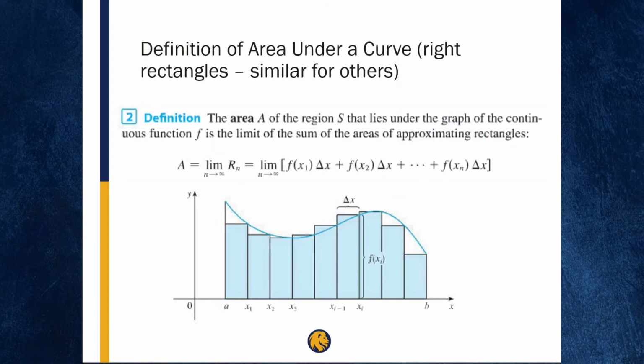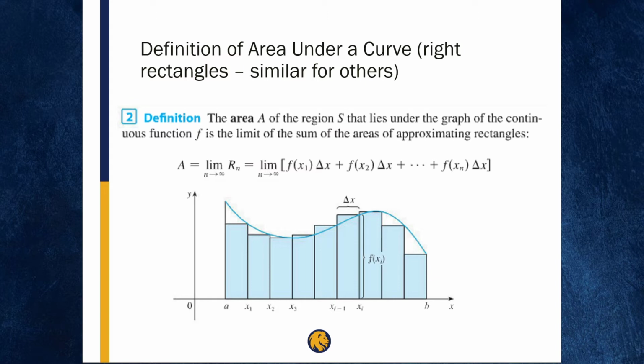And this gives rise to the definition of the area under a curve. This is going to be a definition using the right rectangles, but this is similar for other cases as well. So we say the area A of a region S that lies under the graph of a continuous function f is the limit of the sum of the areas of approximating rectangles. Here I'm writing it as A is equal to the limit as n goes to infinity of R of n. R of n stands for the right corner rectangles.